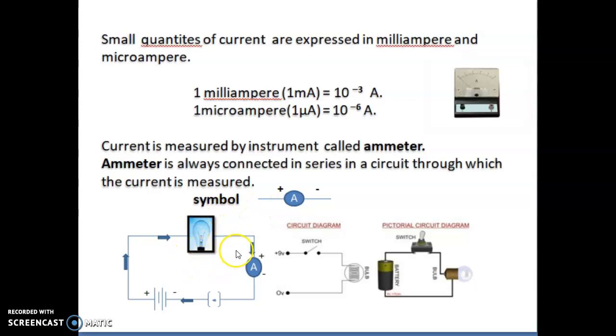Now you can see this figure. In this figure, this is a bulb, this is an ammeter, key, battery. So ammeter is always connected in series in a circuit through which the current is measured. So this is a circuit diagram, how we can draw the circuit diagram, and this is a pictorial circuit diagram. This you can see in the next part.